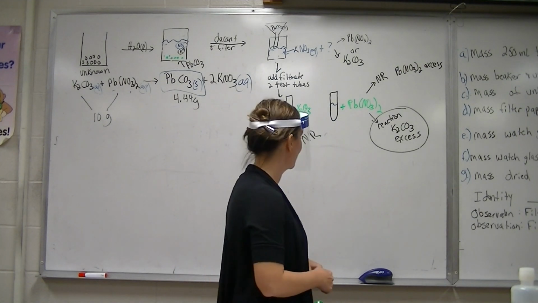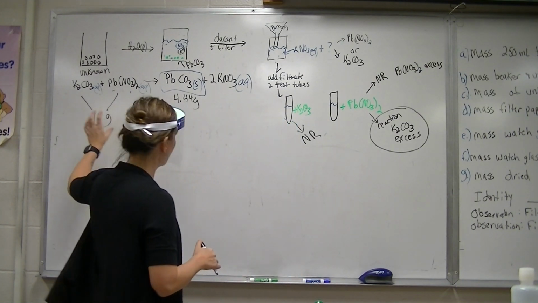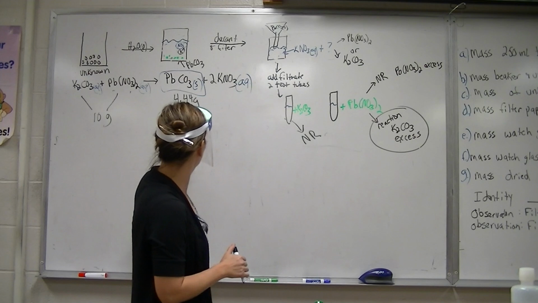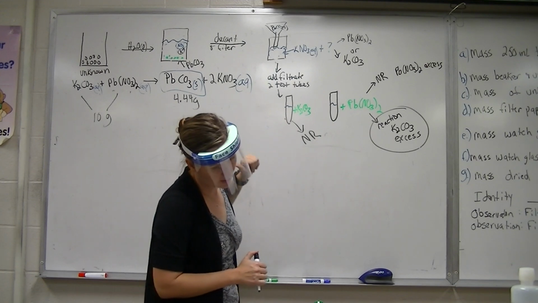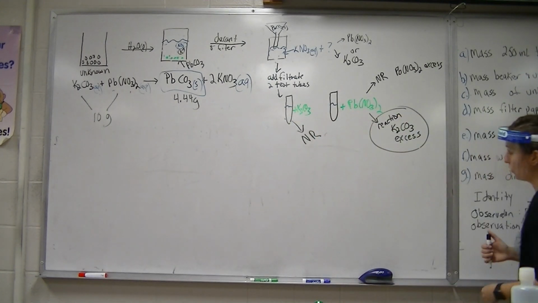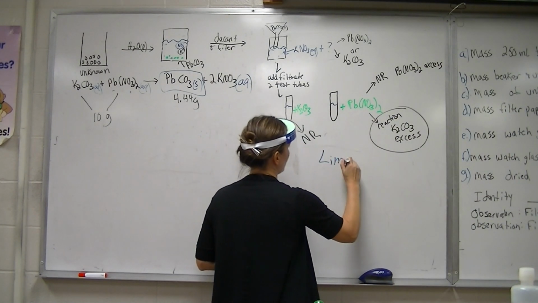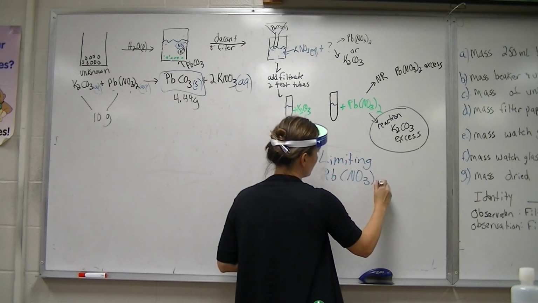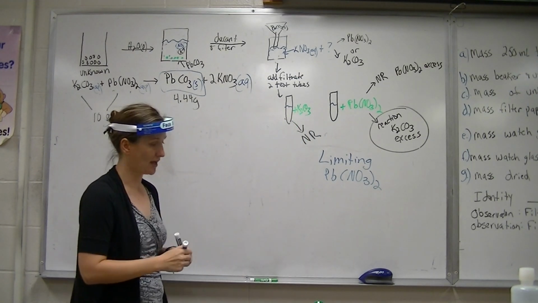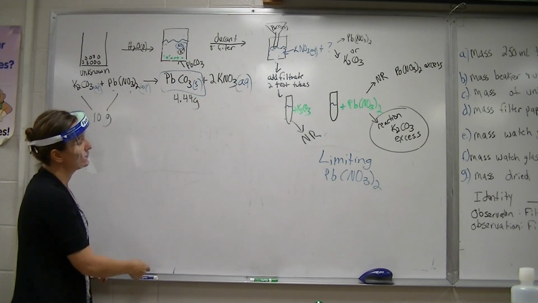So this next calculation is a big one because they want you to go from the grams of the product, all the way backwards to the grams of the limiting reactant. So which one did we say was limiting? Lead. Yes, so limiting is lead nitrate. This is important because we're going to need the molar mass of that, which we didn't calculate yet, so we'll need to calculate it when we do this next problem.